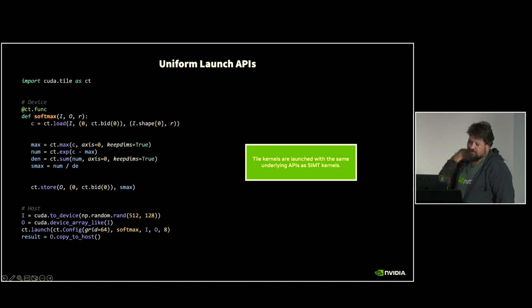We'll have uniform launch APIs. So the kernels are launched with the same underlying APIs as the SIMT kernels. So if I have a bunch of SIMT code, I can call a tile kernel in the same program. Today the tile compiler can't handle calling SIMT kernels from tile or vice versa, but if you're calling it from the program on the host side, we can launch in the same program. We have some improvements to make.